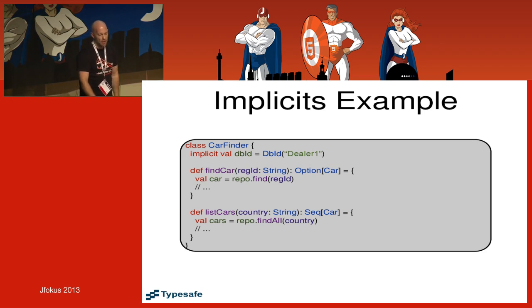Instead, we would just add the keyword implicit in front of the DB-ID up there on the first line, and you can see I don't have to provide the DB-ID anymore to the method calls because the compiler figures out, oh, here's an implicit variable, then that's going to be used instead, so it's sort of being replaced behind the scene for you. Right, so it's really powerful.